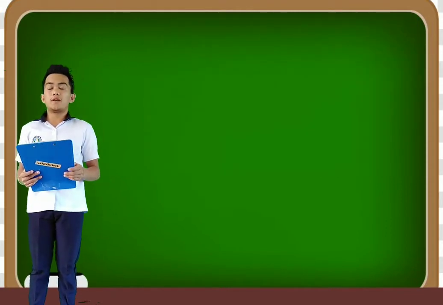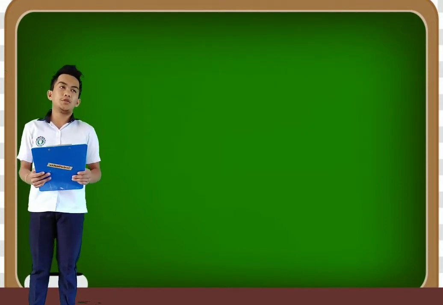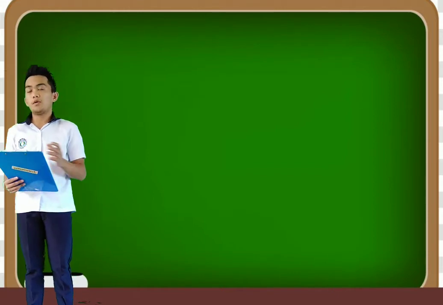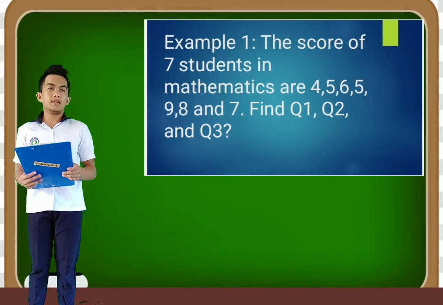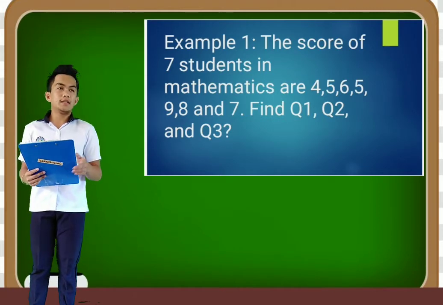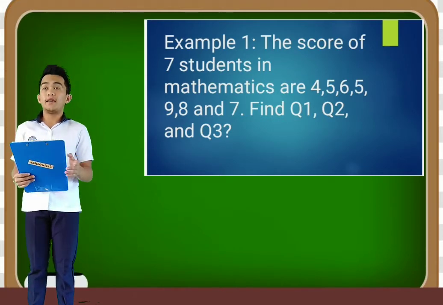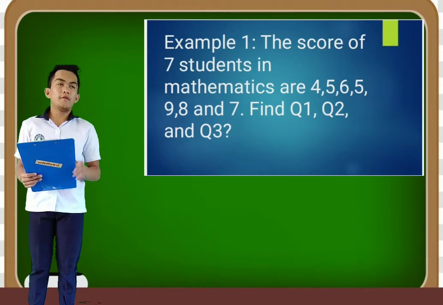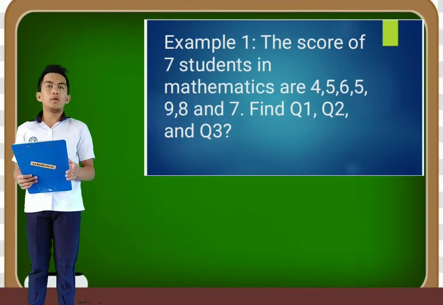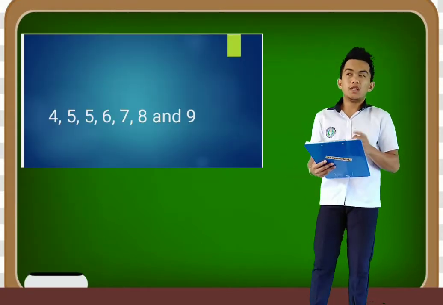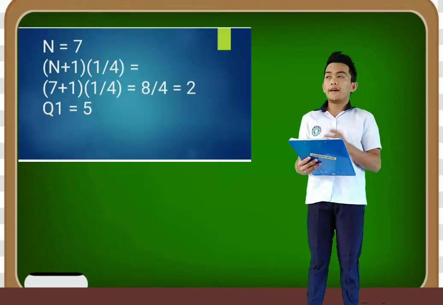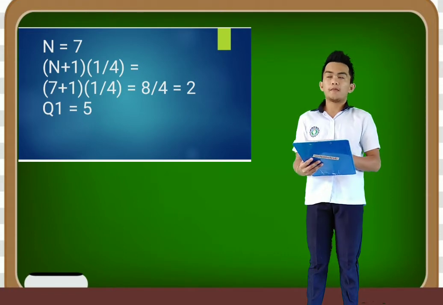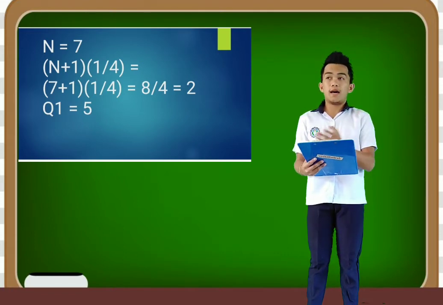So let's have some examples for more clarification about our lesson. Sample number 1. The scores of 7 students in mathematics are 4, 5, 6, 5, 9, 8, and 7. Find quartile 1, quartile 2, and quartile 3. First thing to do is we must arrange the data set in ascending order. To find Q1, or quartile 1, we use its formula.